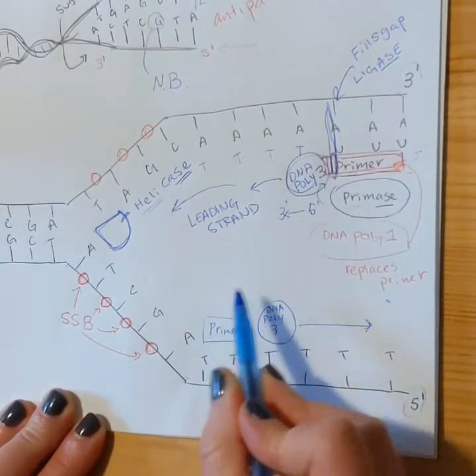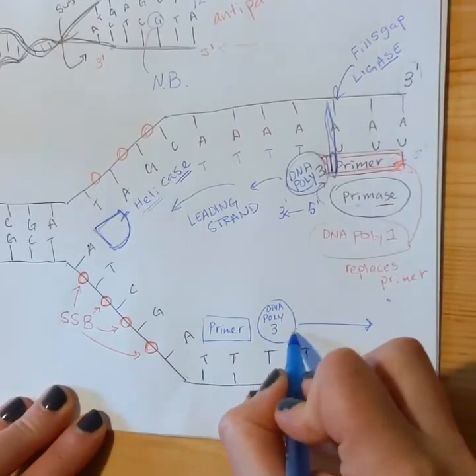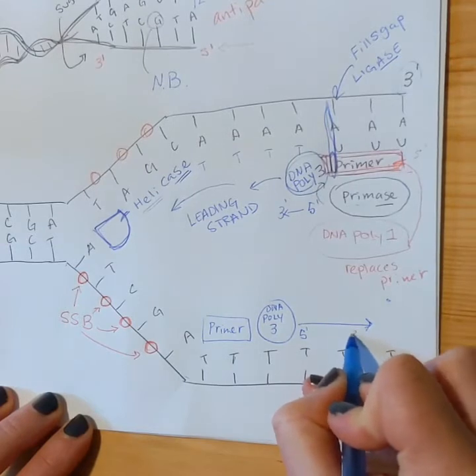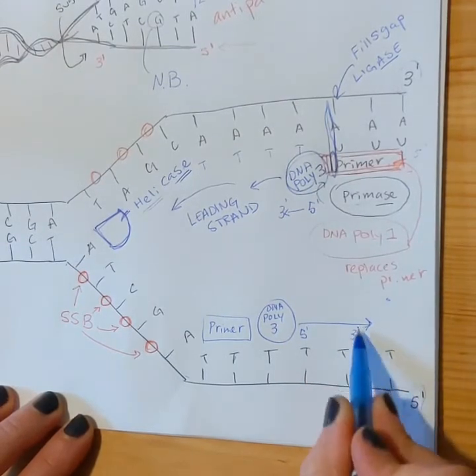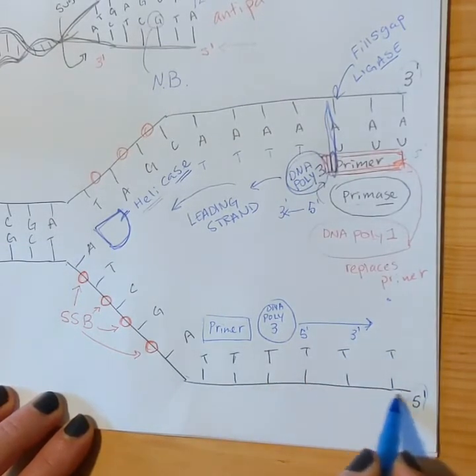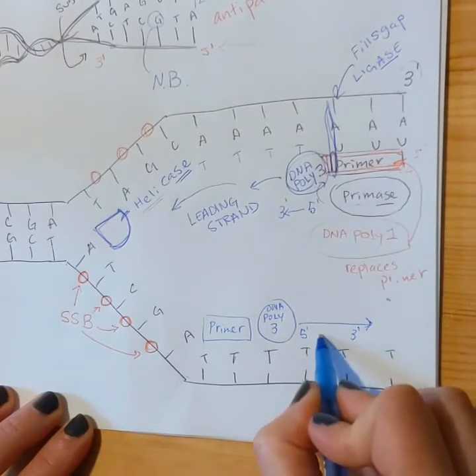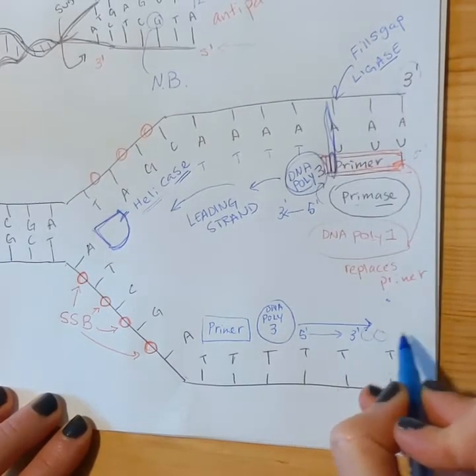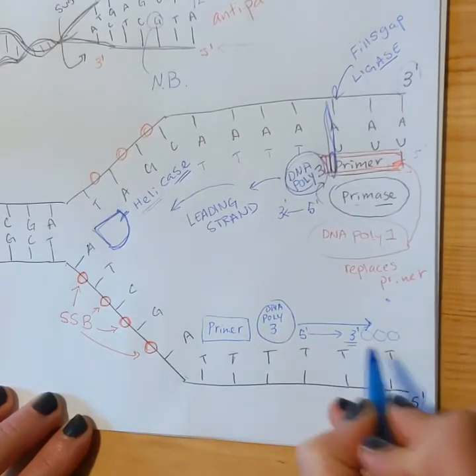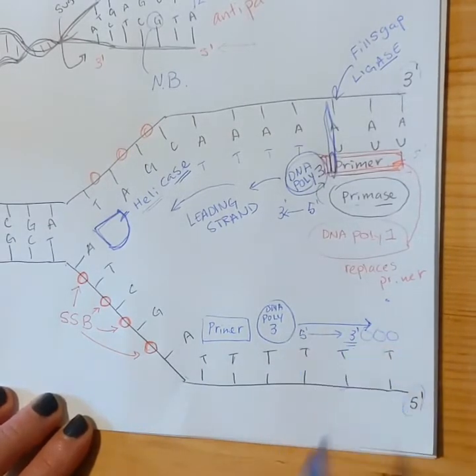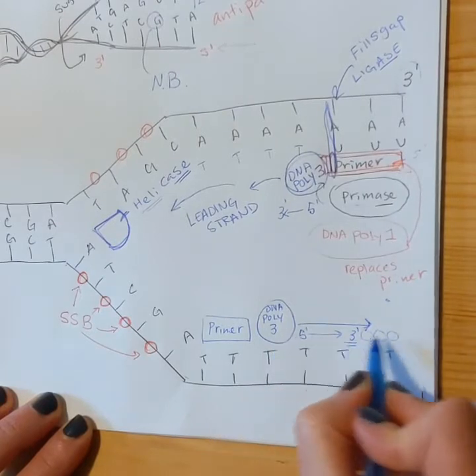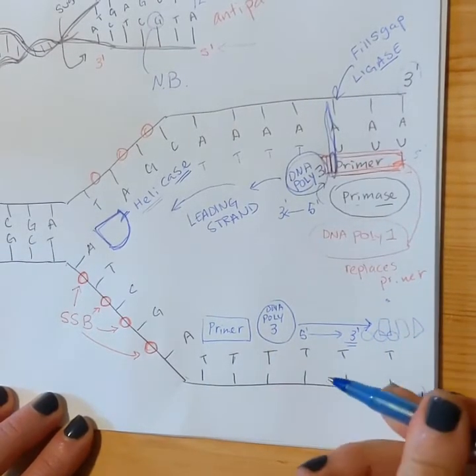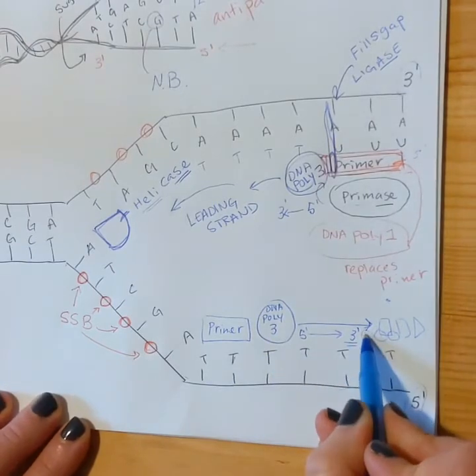The reason that it's going away from the fork is because DNA polymerase 3 is creating a strand that goes from 5' to 3', so that it's anti-parallel to this original half strand. And as it goes from 5' to 3', it can only add new nucleotides on to the 3' end of the strand that it's creating. So it can only add a nucleotide here, and here, and here. It can't go in the opposite direction.